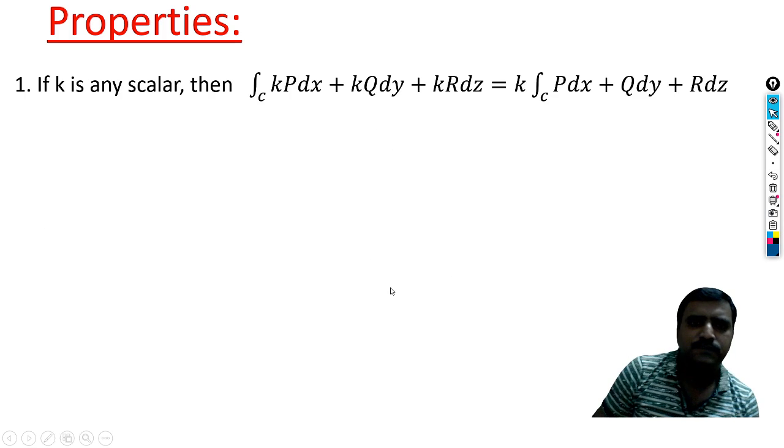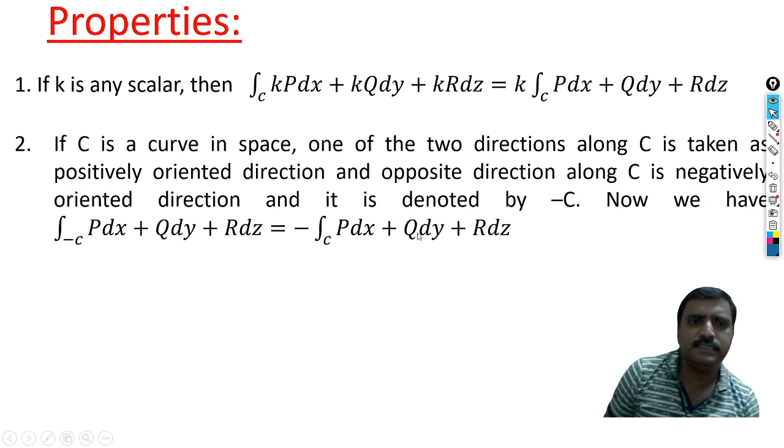Some properties of the line integral. If k is any scalar multiplied with P dx, Q dy, R dz, then we can take k as a common factor and keep it outside the integration, and evaluate P dx plus Q dy plus R dz over C. Similarly, if C is a curve in space with a specified direction, and you want to evaluate it in the opposite direction, then the curve becomes minus C. So the integration over minus C is equal to minus the integration over C.